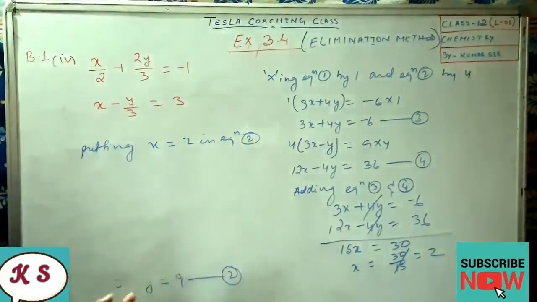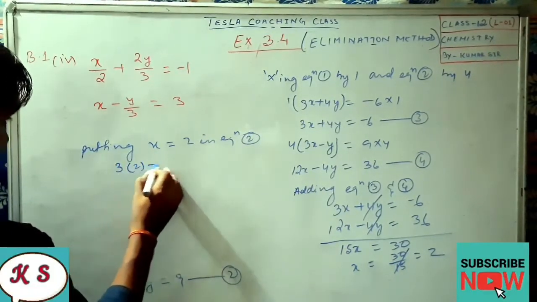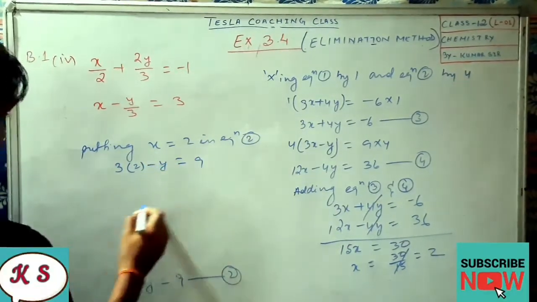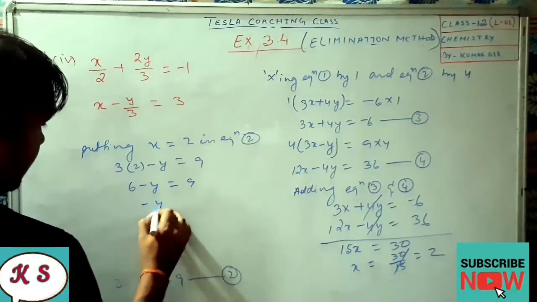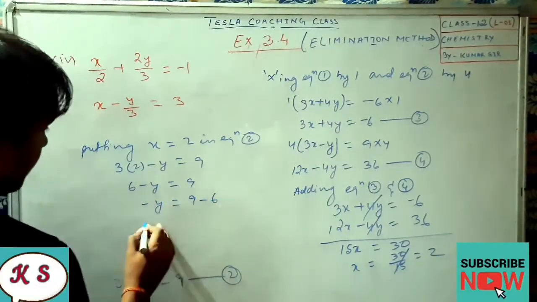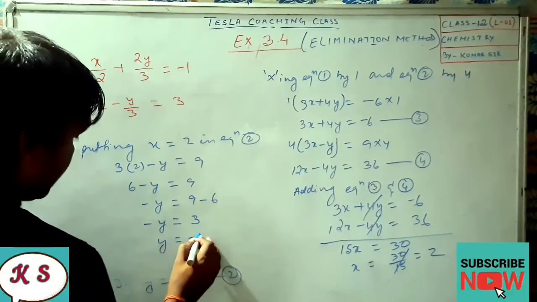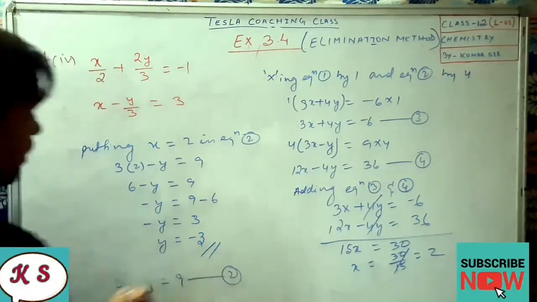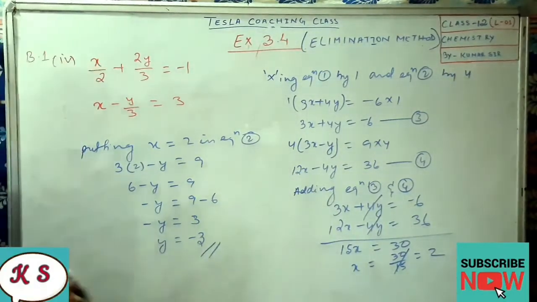It's your choice, whichever equation you want to substitute. Substituting x, 3 into 2 minus y equal to 9. So it will be 6 minus y equal to 9. So minus y equal to 9, and this 6, if it comes this side, minus. So y equal to 3, which is equal to y equal to minus 3. So we got the value of x and y. Both the values you got by elimination method.